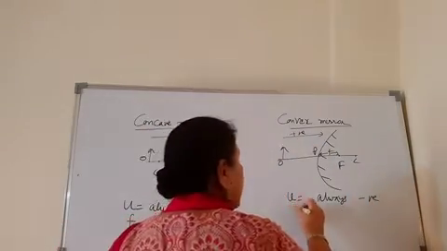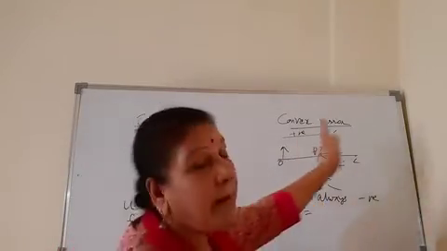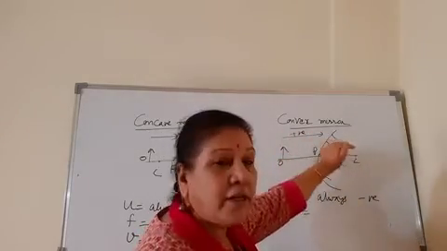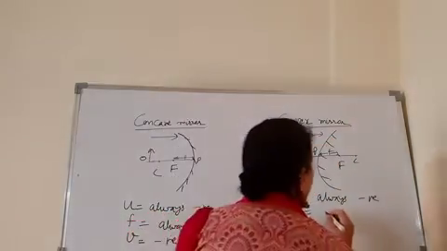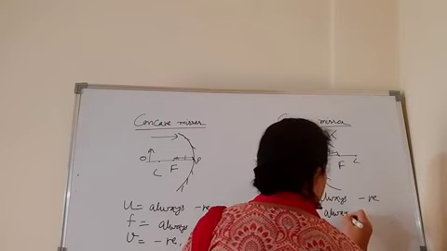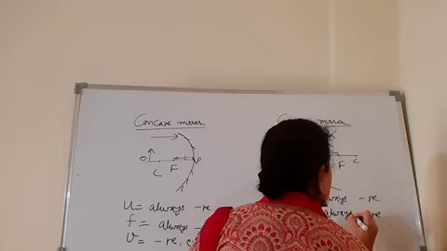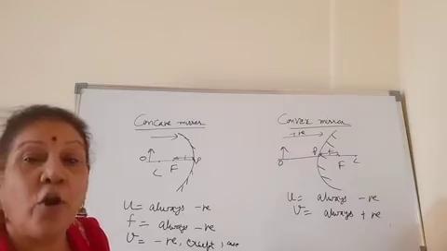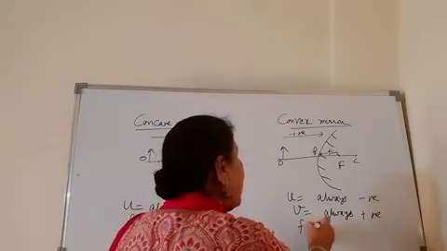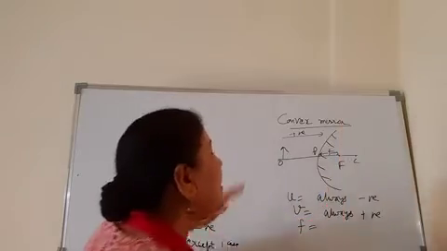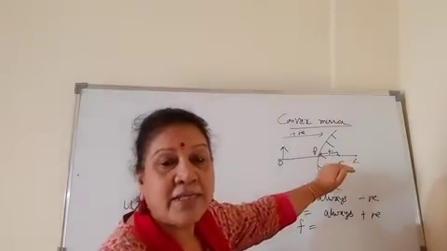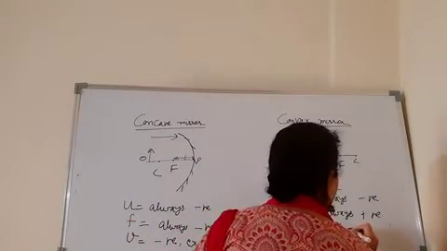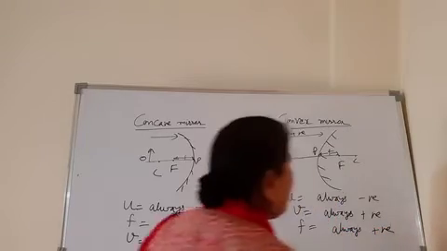Let's talk about V. V will always be behind the mirror. So behind the mirror is somewhere here along the direction of incident ray. So remember that V will always be positive for a convex mirror. What about F? F is again behind the mirror in the same direction as the incident ray is. So F also will be positive. So F will always be positive.